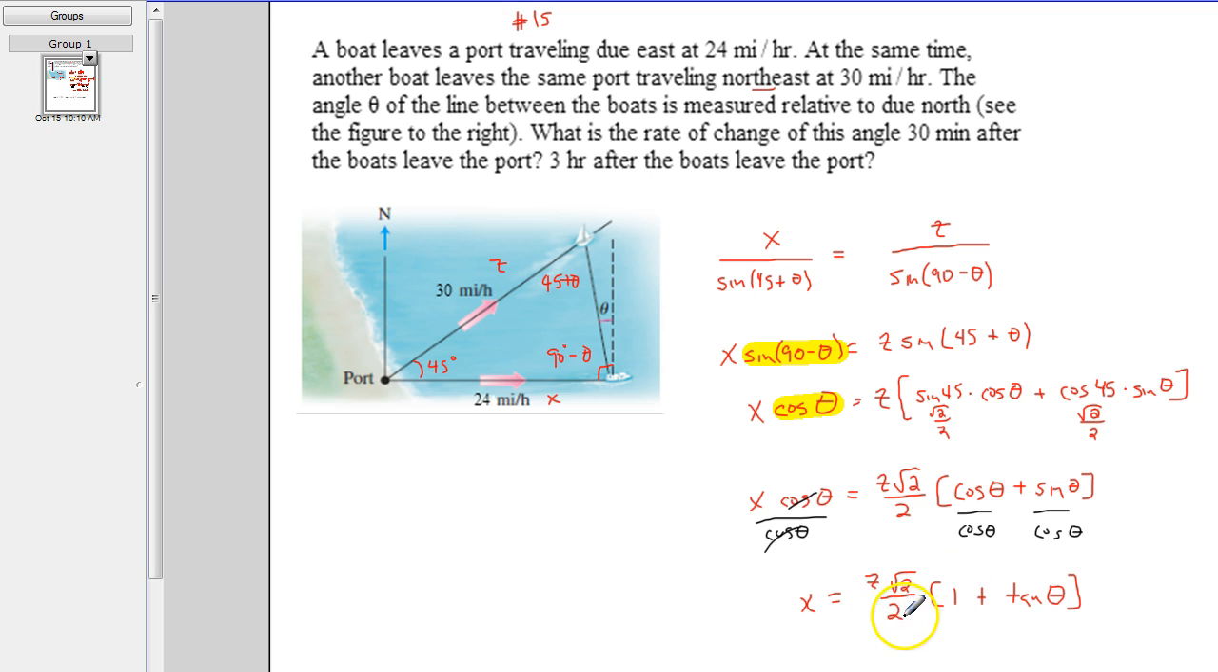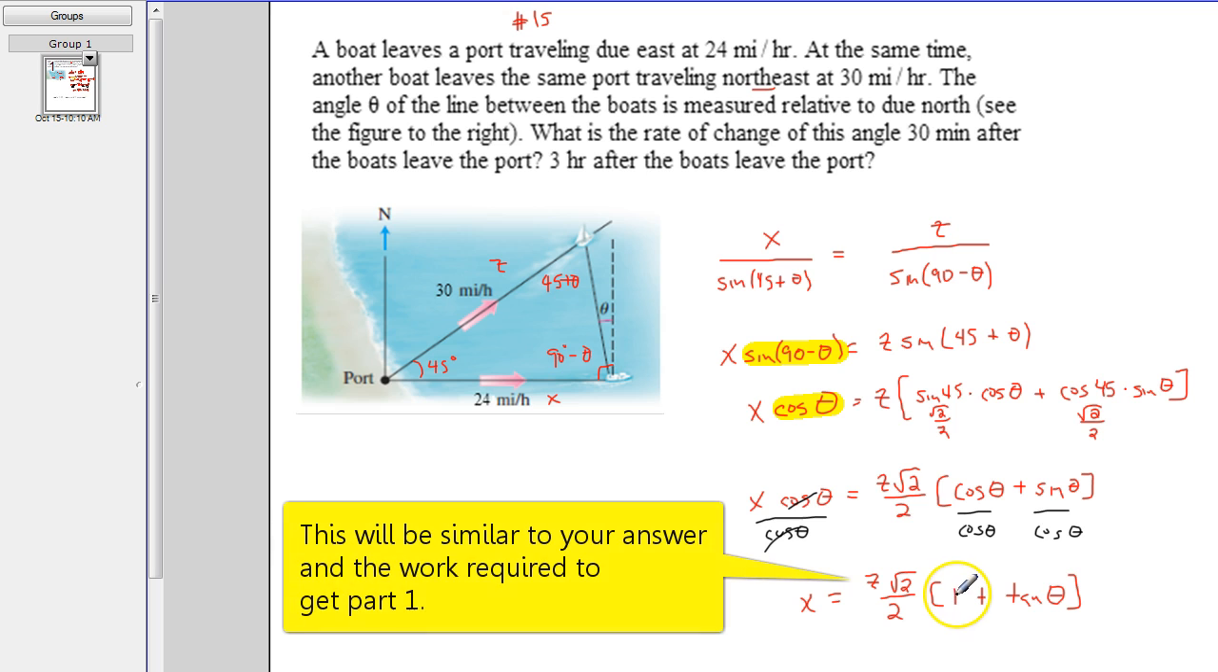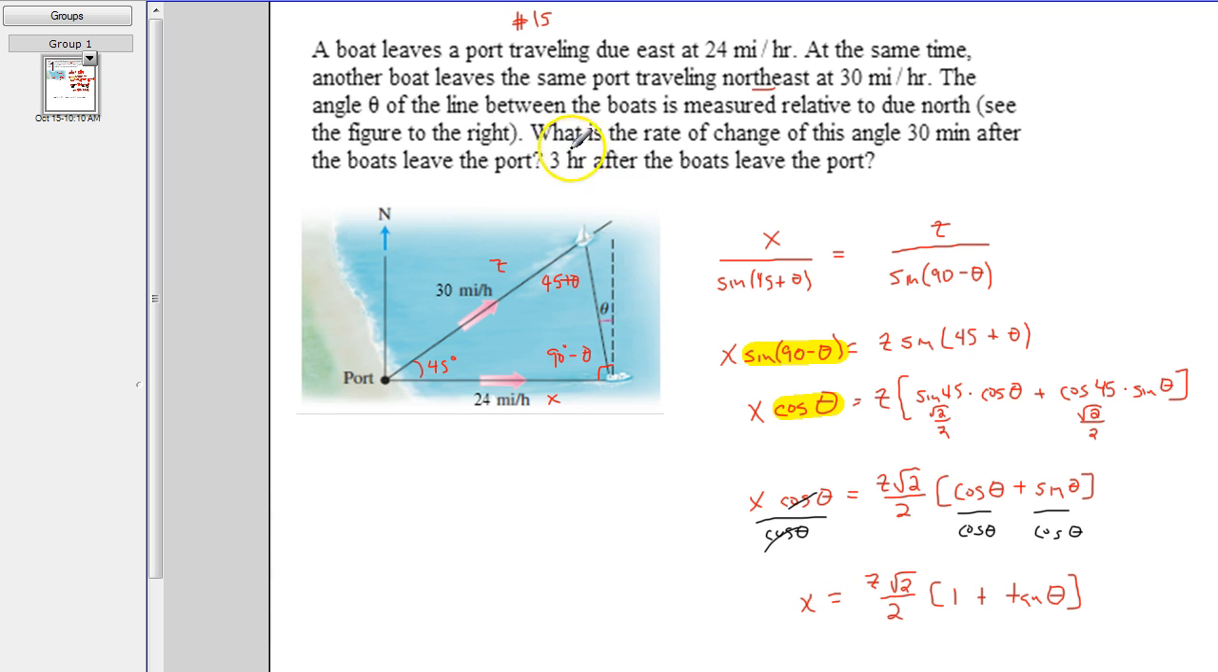So this is a relationship between x and z and theta. We've got them all related. Now, this is actually the first part you have to do for your homework, but the first question we actually have is, what's the rate of change of the angle, d theta dt, 30 minutes after? In 30 minutes, z will be half of this. This is miles per 1 hour, so 30 minutes is half of that. So this will be 15. And in half an hour, this will be 12. So we know what z and x are half the time into their trip.